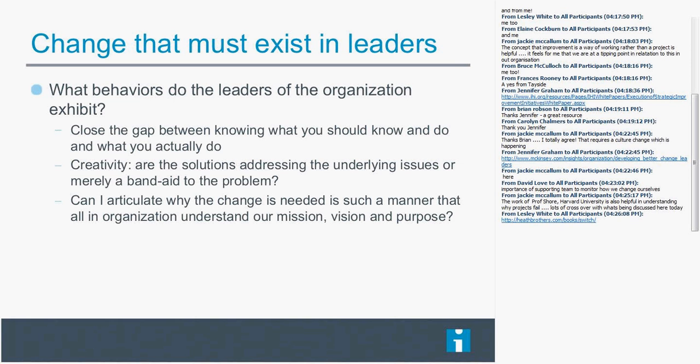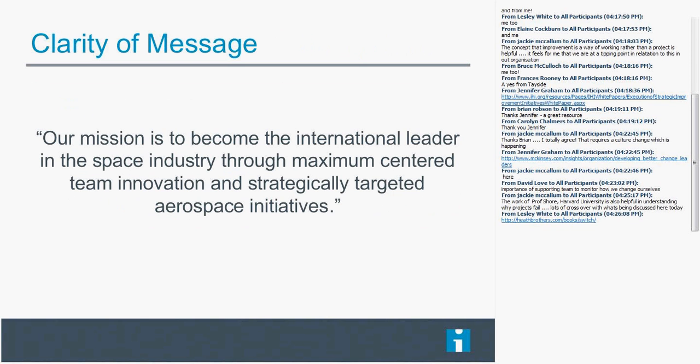And then ultimately, can leadership explain the why it's important to change so that the people at the front line can understand the mission, vision, and purpose of the work? And I'm going to give you a couple of examples that we use at the Patient Safety Officer Training Program. This is a message that says our mission is to become the international leader in the space industry through maximum-centered team innovation and strategically targeted aerospace initiatives.